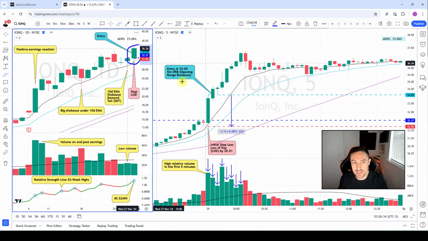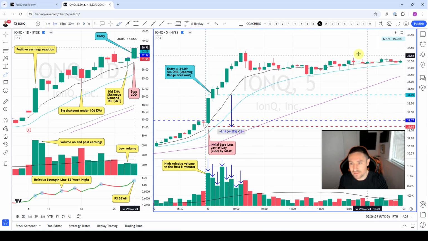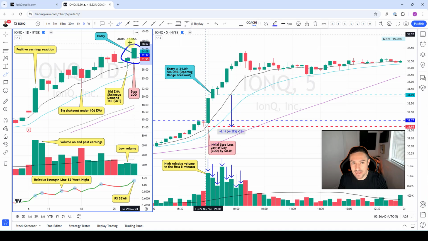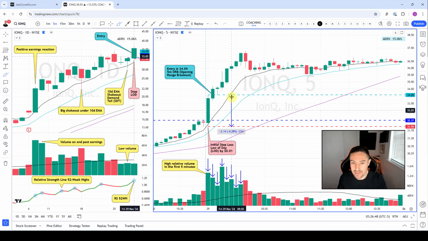So you see this daily candlestick here on the left? This is the 5-minute session unfolding. These 5-minute bars make up this daily candlestick. I want you to be clear in terms of understanding that. So my entry is at 34.09. I'm targeting the 5-minute opening range breakout through this level, and then my stop loss is the low of the day, LOD, by a single cent down here, which is 31.95, just underneath the round number of $32, kind of tying in with that.